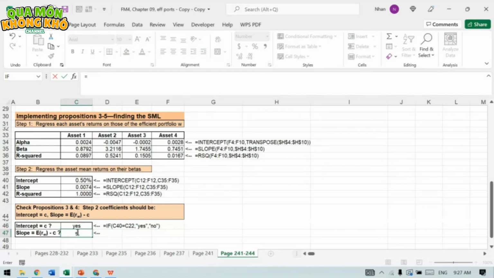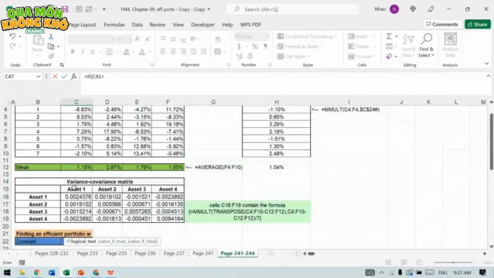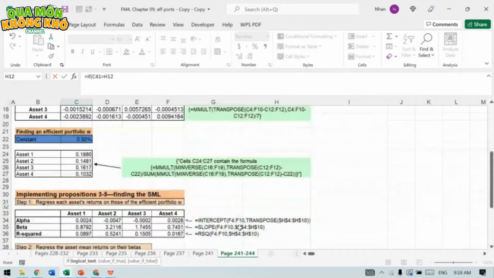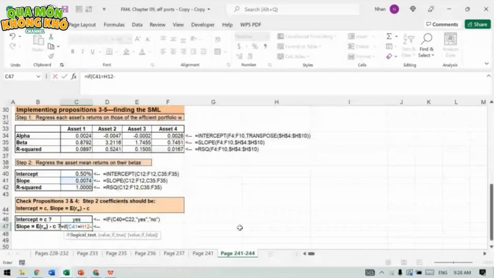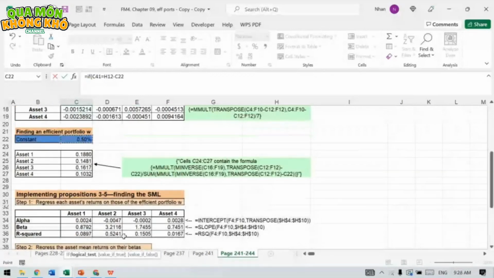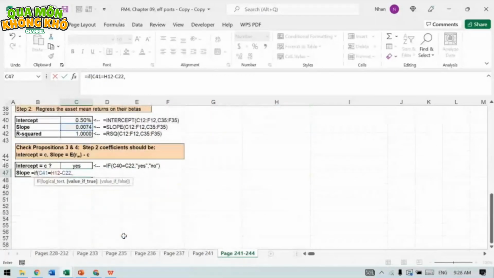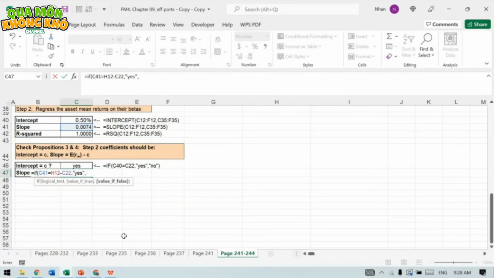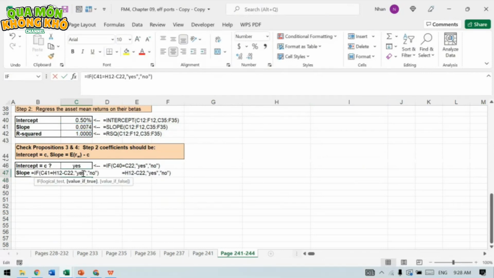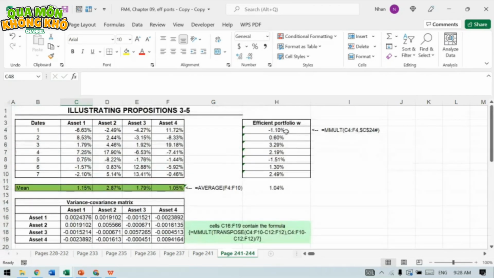And let's see the slope. If slope equal expected return of portfolio minus the constant, let's say yes if it's right, and say no if it's wrong. No, it's not. I think something is wrong here. It's supposed to be the same.